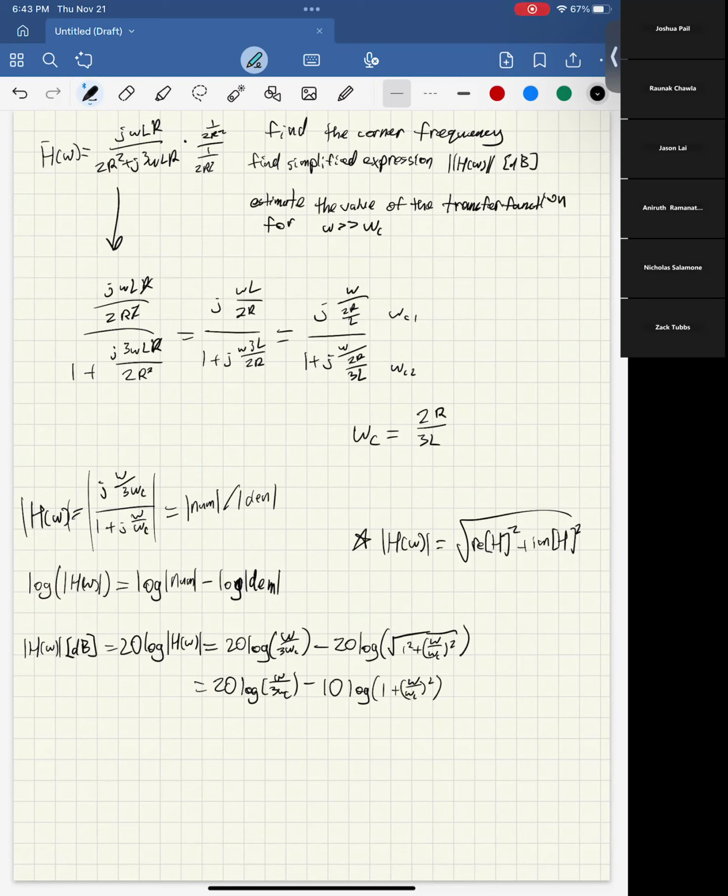And then if you want to simplify it even a bit further, you can separate out this first term a little bit. So this would become 20 log 1/3. This just gets it into the most straightforward form you can get.